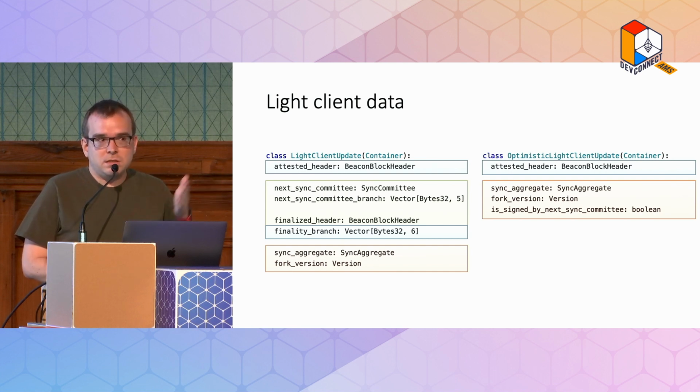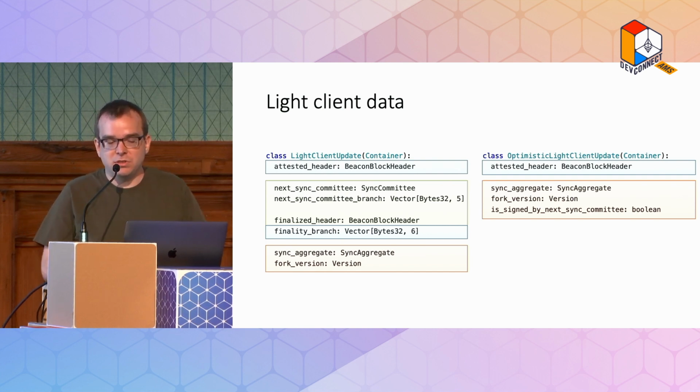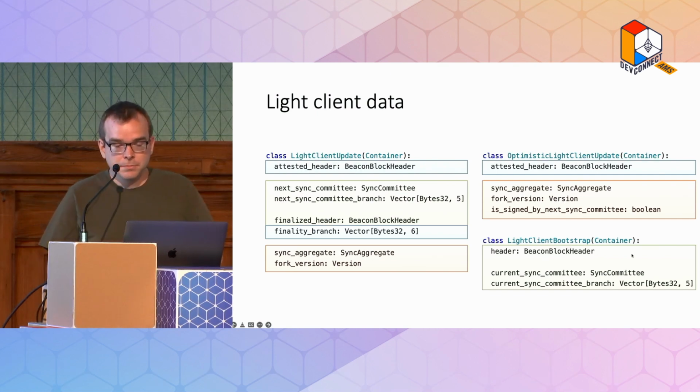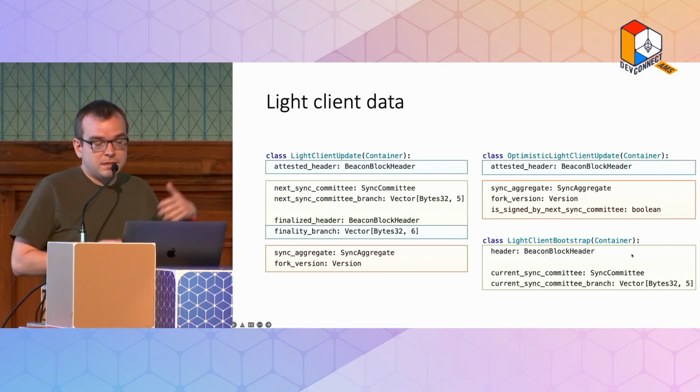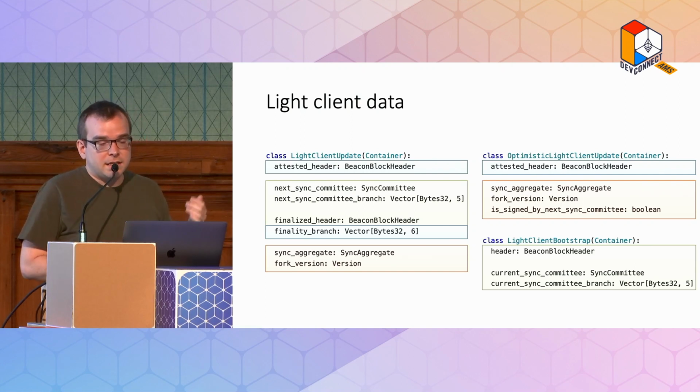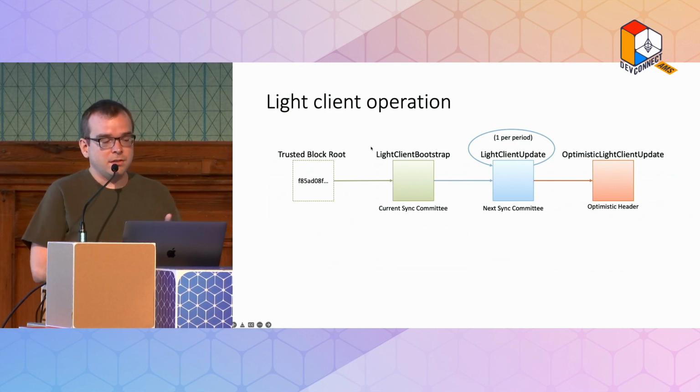Last week's objectivity period would be best, but you can also use an older one. That one can be used to obtain the initial sync committee and also the header to verify that it's in there. So these are all the structures that we want to put on the network. And then a light client themselves can use this to sync from a trusted block root to this light client bootstrap with the initial sync committee.